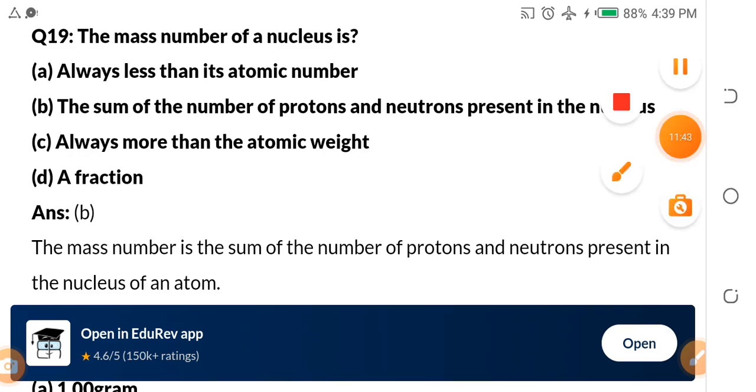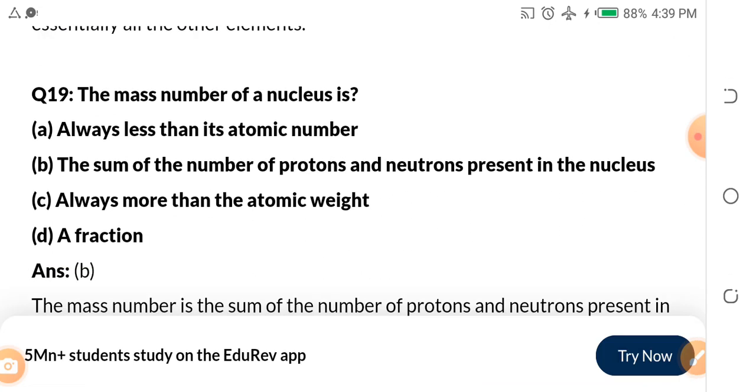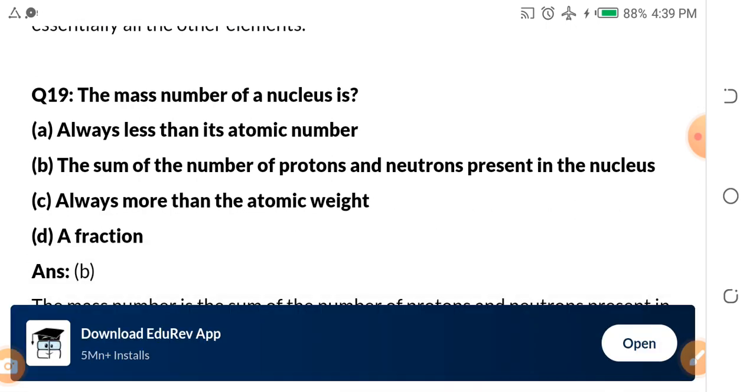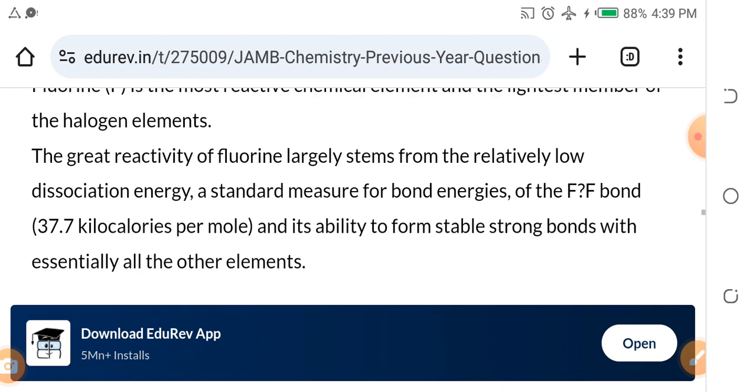I encourage you to read, study as though your life depends on it. So I said the answer is what? Remember the question. The mass number of a nucleus is B, the sum of the number of protons and neutrons present in the nucleus. So when you add the protons and the neutrons together, it will give you the mass number, right? The number of protons only is the atomic number, but the mass number is the sum of the atomic number and the number of neutrons, okay?